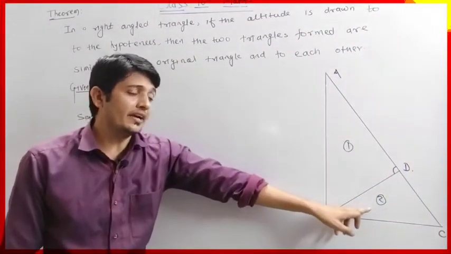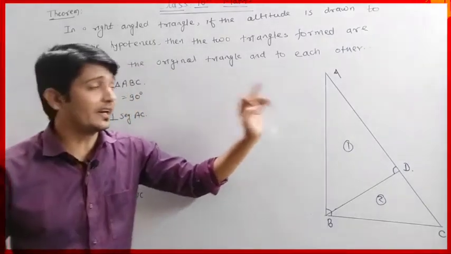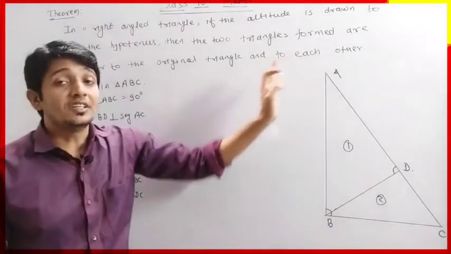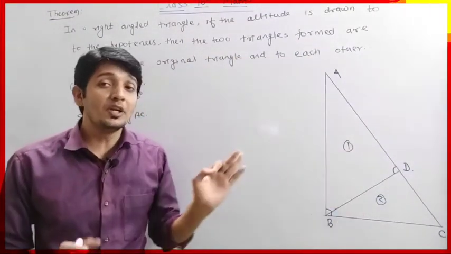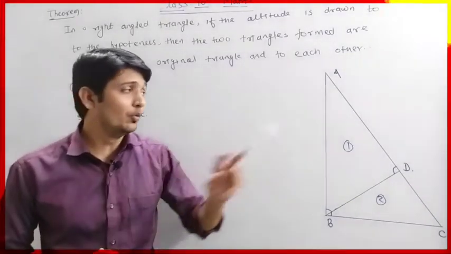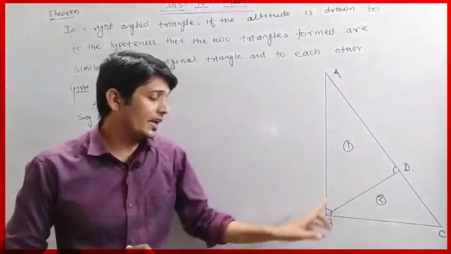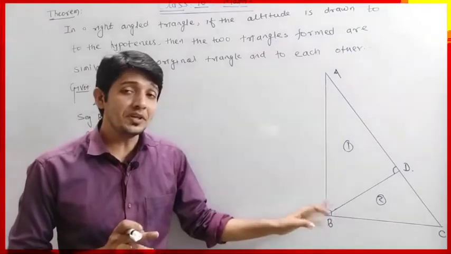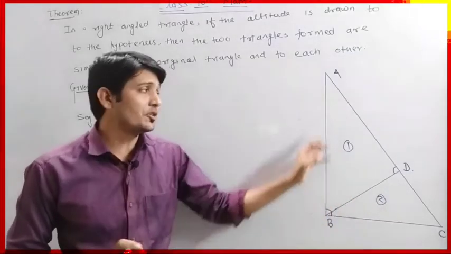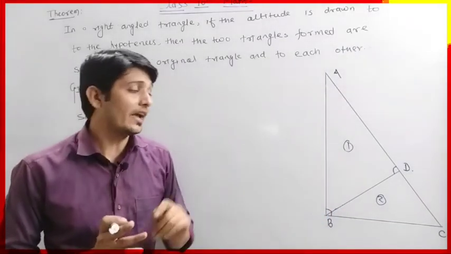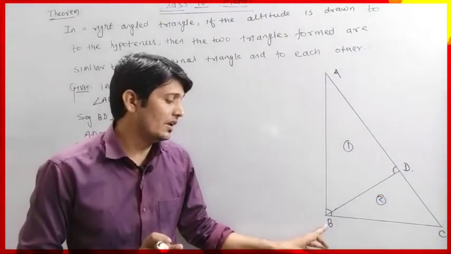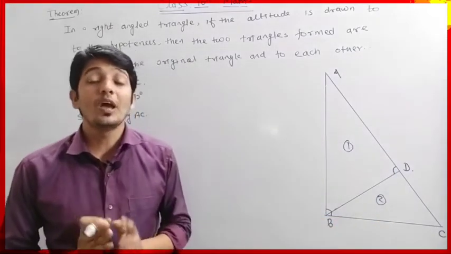The triangles formed are similar to the original triangle. So triangle 1 and triangle 2 are similar to the original triangle. Original triangle means triangle ABC. And they are similar to each other also, that means these two triangles are similar to the original triangle as well as to each other. That means we have to prove triangle ADB is similar to triangle ABC, triangle BDC is again similar to triangle ABC, that is the original triangle, and triangle ADB is similar to triangle BDC. That we have to prove.